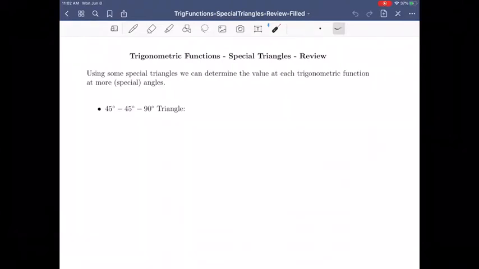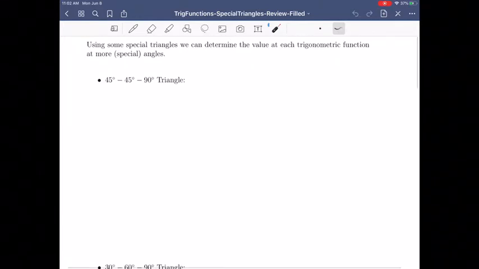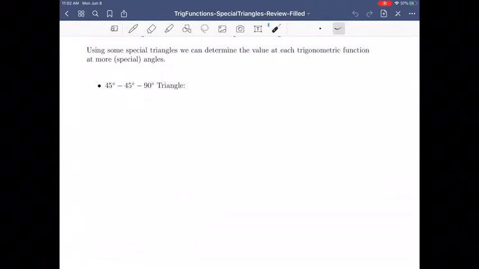In this video, we're going to determine the value of some more trig functions, or some trig functions at more angles using special triangles. And then we're going to do a few examples working with trig functions in a variety of ways. So I first want to talk about two special triangles. The first one is a 45, 45, 90 triangle.